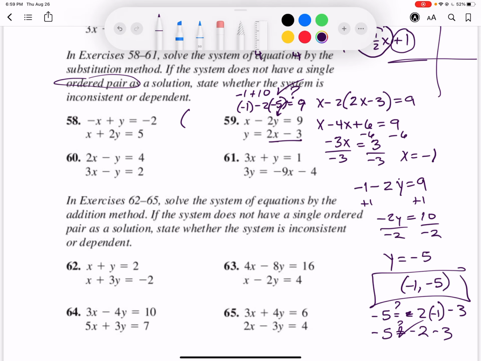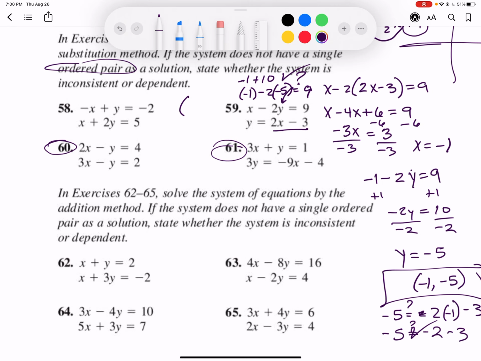And some of the other ones that you didn't answer were 60 and 61. So I'm going to go ahead and stop there because these are the same exact way. So set either equation equal to x or to y, and then substitute that back into your original equation to find that variable. We found our x of negative 1, and then we plugged that into the equation to find out what our y was, and then we checked them to see if that made both of these true.